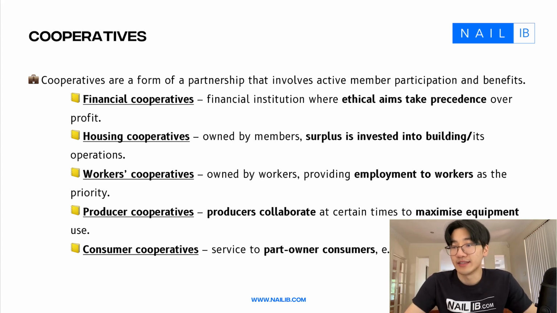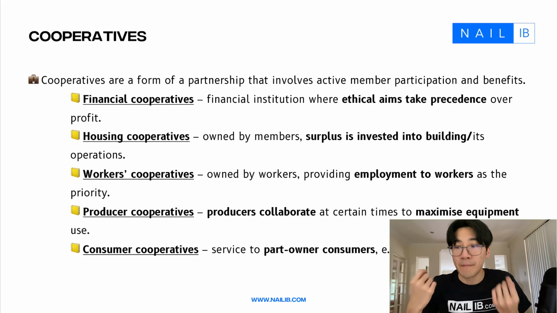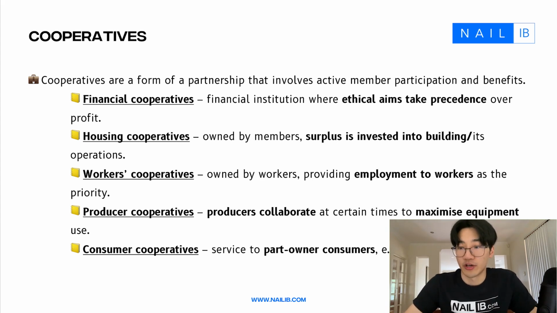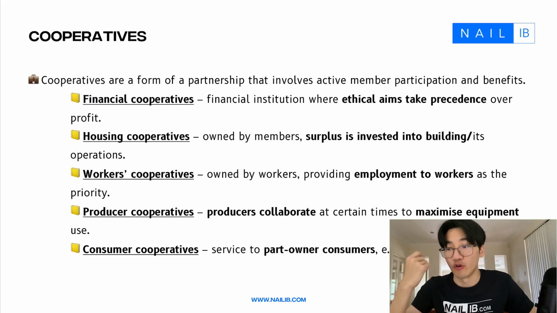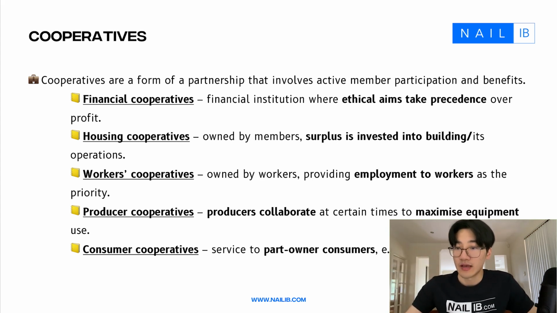And finally, a consumer cooperative. Now this one is interesting. A consumer cooperative is a cooperative that provides a service to its customers who are also part owners of the business. For example, we often see in grocery stores in the US or in Europe, individual customers becoming a member to a consumer cooperative, which entitles them to purchase groceries at a cooperative, which often sells at a lower price than for-profit grocery stores. So there's no need to memorize all of these cooperatives.